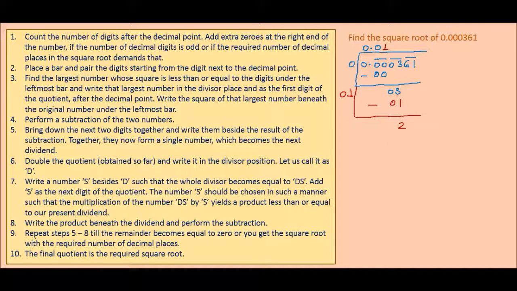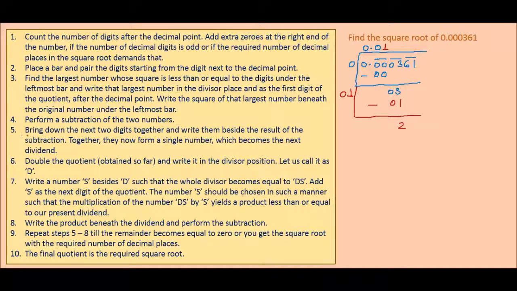Rule number 9: Repeat steps 5 to 8 till the remainder becomes equal to 0, or you get the square root with the required number of decimal places. Now this will be required when the number given to us is not a perfect square. For this number, let us see whether it is a perfect square or not. So repeat steps 5 to 8 till the remainder becomes equal to 0.